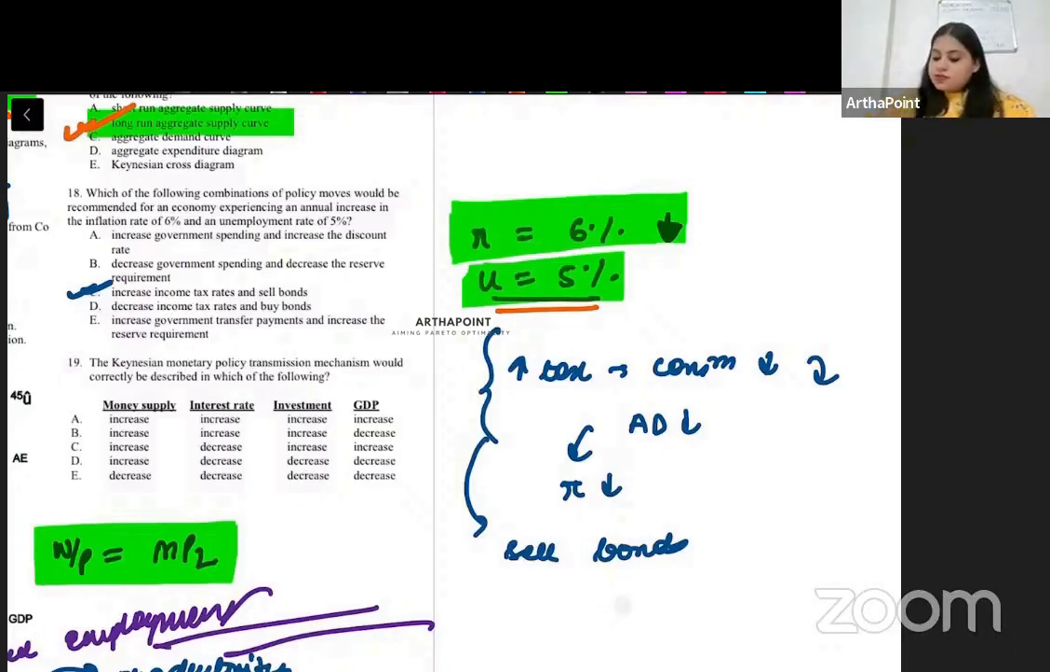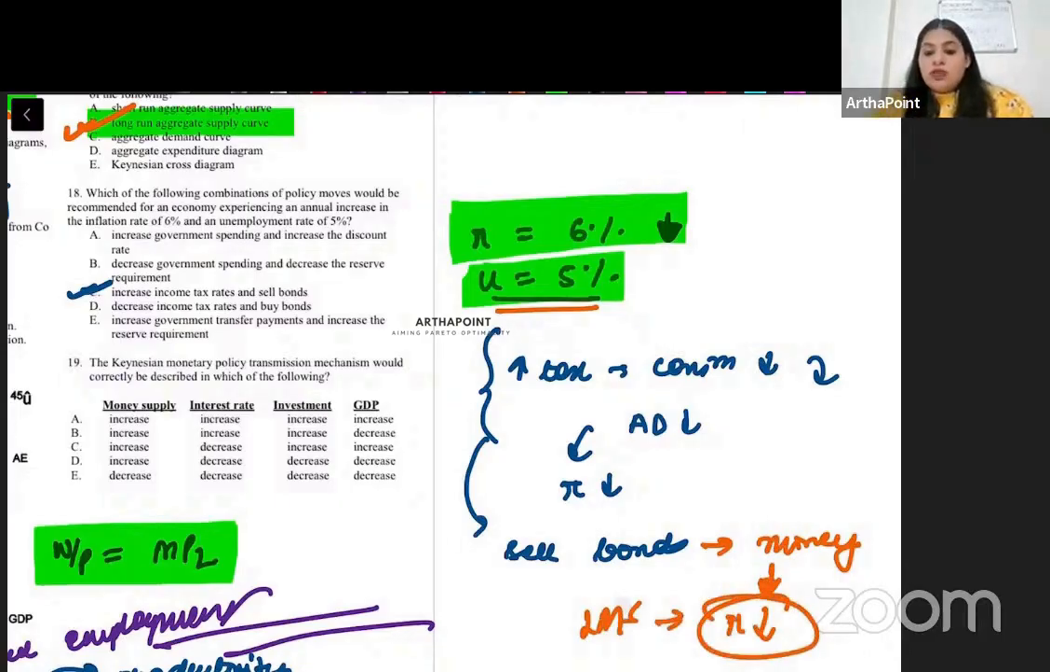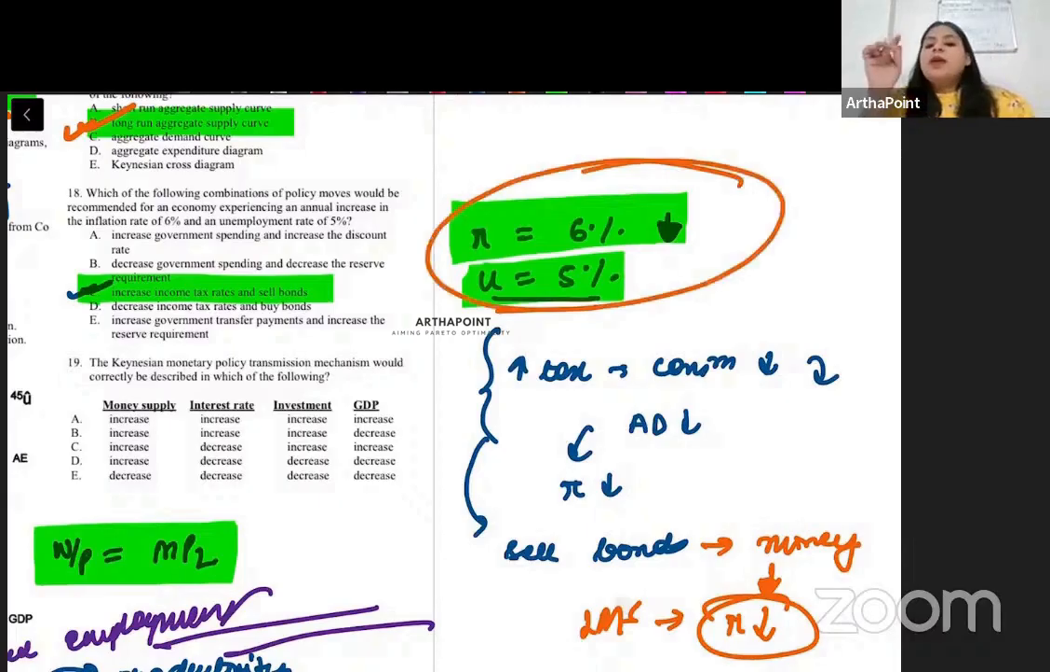When I sell bonds, in return I get money from the public. When I get money from the public, it goes ahead and reduces the money supply. When it reduces the money supply, inflation reduces in the economy. So I am able to reduce inflation in the economy by following these policies. So this should be the correct option. Better note that when tax increases, the incentive to work reduces. Unemployment may increase in the economy, but I will be comfortable because unemployment is comparatively lower. So I will be comfortable trading off unemployment by reducing inflation in the economy.